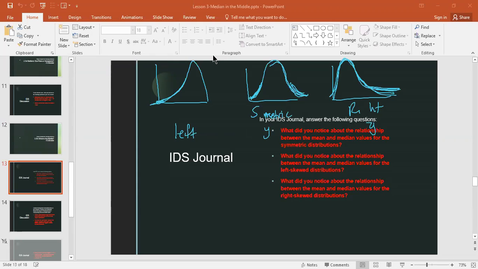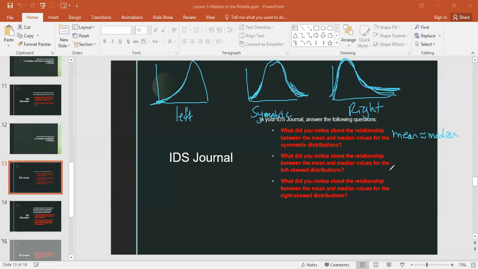What I noticed between the mean and median for symmetric is that they weren't exactly similar. They were just close enough that they look about the same. So for the symmetric data, our mean was approximately the same as the median. Almost, yes, not perfect, but they're very close together. Okay, very good. Thank you so much.